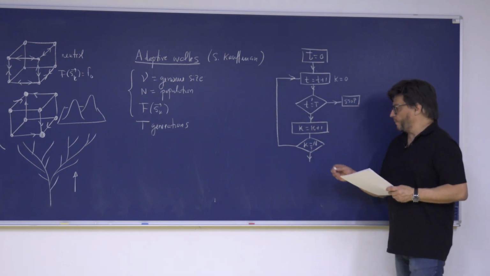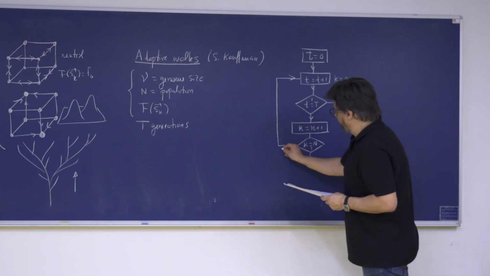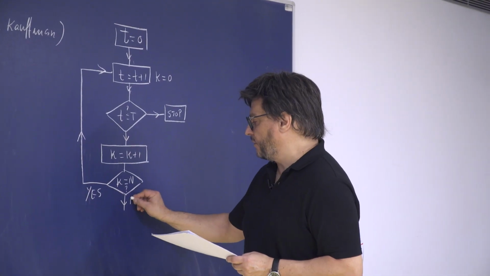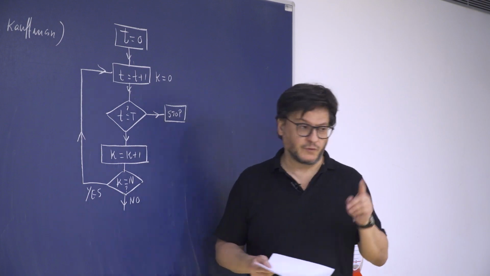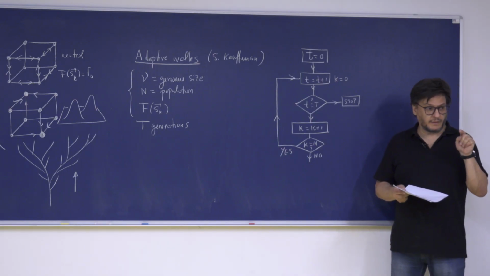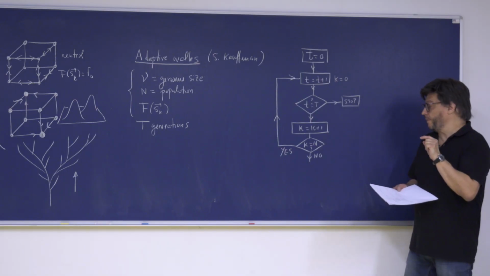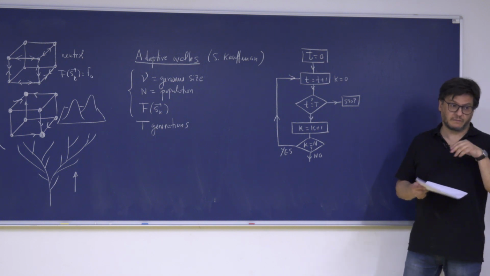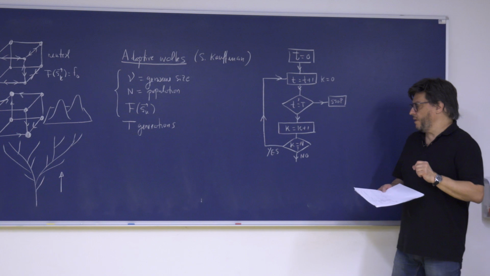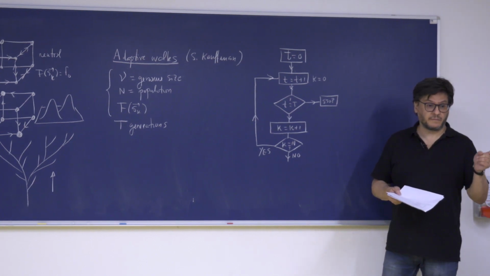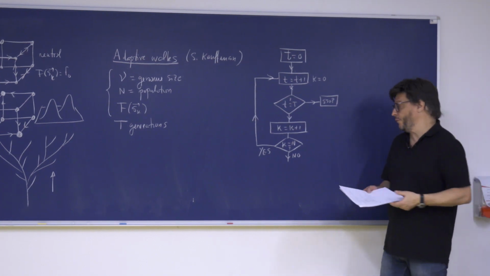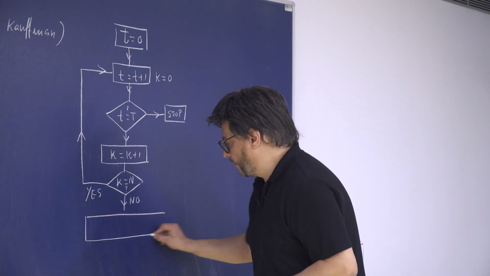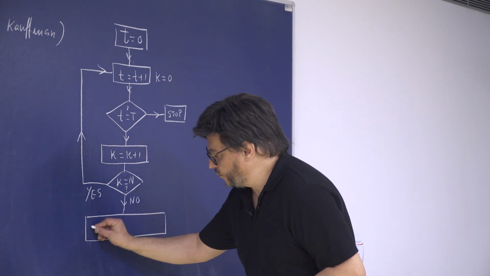Now, if this is yes, next generation. If it's no, now I have to look at my agent, my genome. Choose one particular gene at random. Gene means bit. And decide if I make a mutation or not. So, I choose.